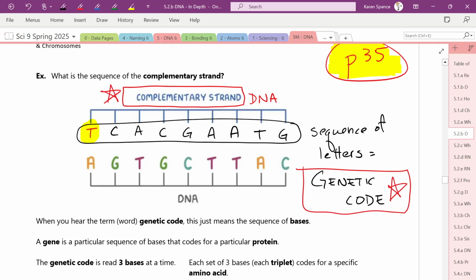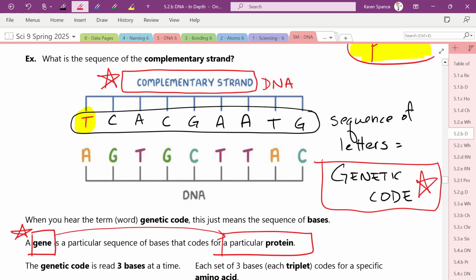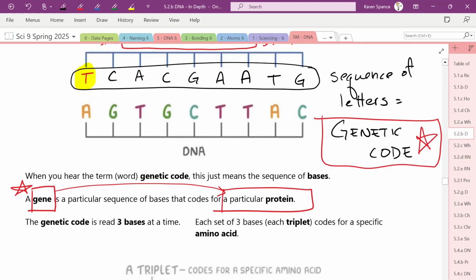Now, there is a new word that you've probably heard in real life, and that new word is gene. Gene, G-E-N-E. And a gene is a particular sequence of bases that codes for one particular protein, okay? A gene codes for a particular protein. And we should already know that the genetic code is read 3 bases at a time. In DNA, we call these sets of 3 bases a triplet.